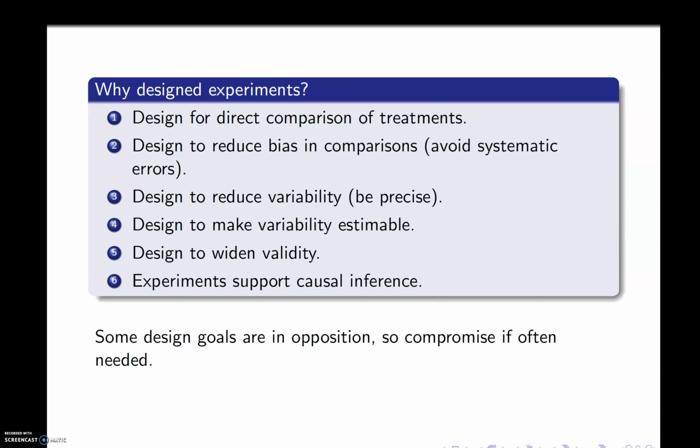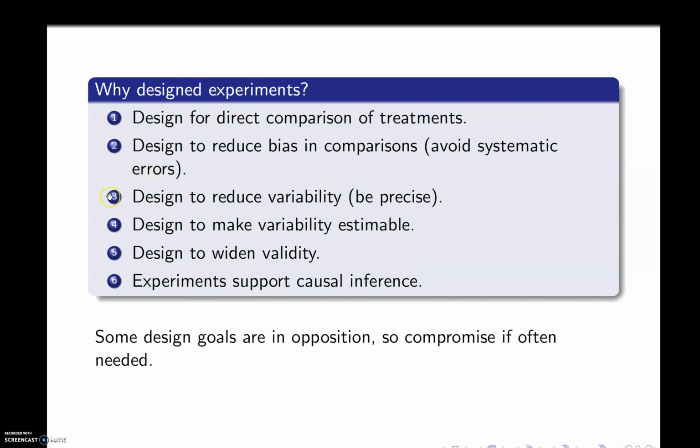Using a well-planned experimental design, point number 2 here, also reduces bias in the comparisons that you end up making for the overall means. So this will reduce your systematic errors. As scientists, it's very easy to fool yourself sometimes that you're doing good science, but maybe you've introduced a bias by not collecting or not analyzing your data in the correct way.